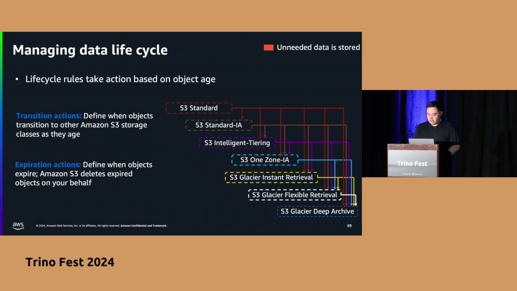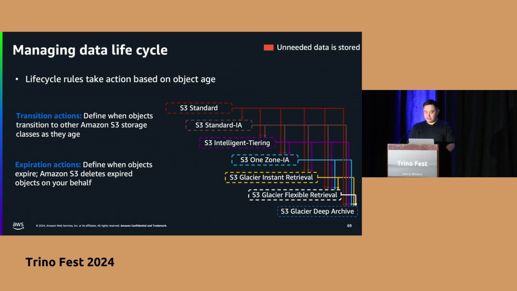The second action is expiration actions, and expiration actions define when objects expire. Amazon S3 deletes expired objects on your behalf. Let's say you finish analyzing the data, and the data is no longer relevant or needed, and it contains sensitive information. In that case, you can consider expiration actions. So by using the lifecycle, you can manage objects in the S3 data lake and optimize storage costs.